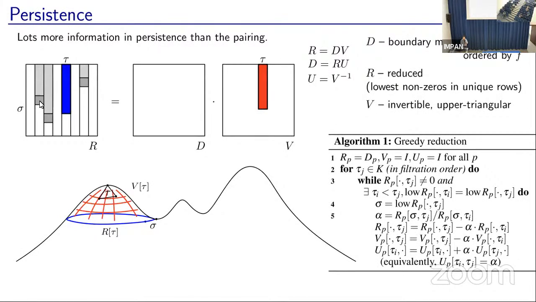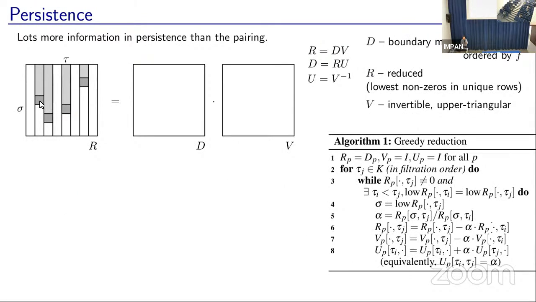you can imagine that I take this column, I add it to this column. My lowest non-zeros haven't changed. And yet I got something else. So the statement is that the decomposition is not unique, but the lowest non-zeros will always be the same as long as the matrix R is reduced.